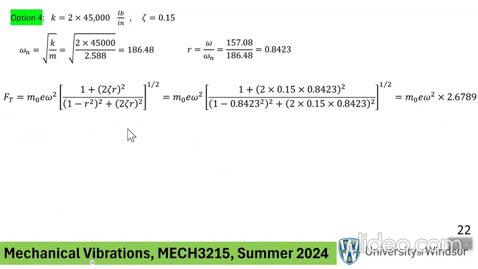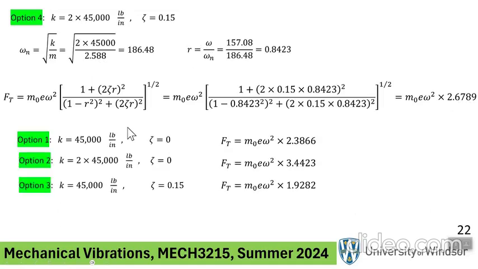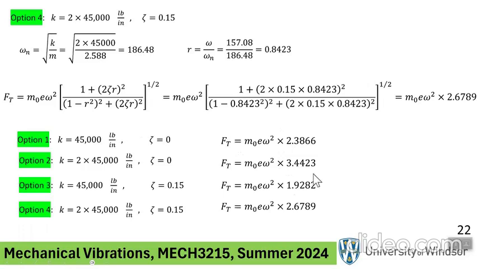So if you tabulate these, option 1, option 2, option 3, the one which has the smallest coefficient is going to be the desirable one, because that's going to transmit the least amount of force from the compressor into the padding and the ground. Okay? So that takes care of the lecture today.